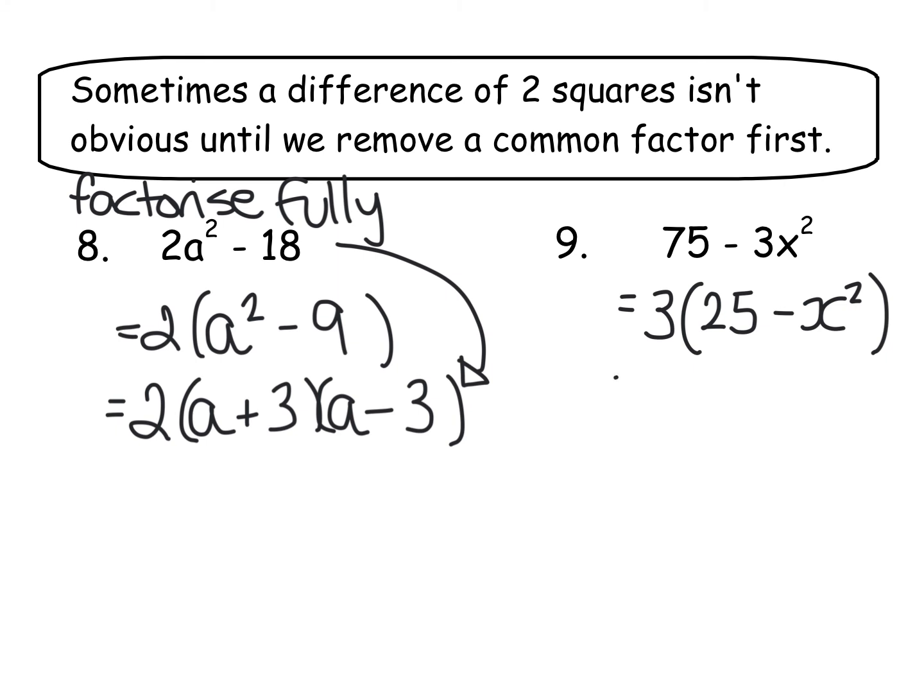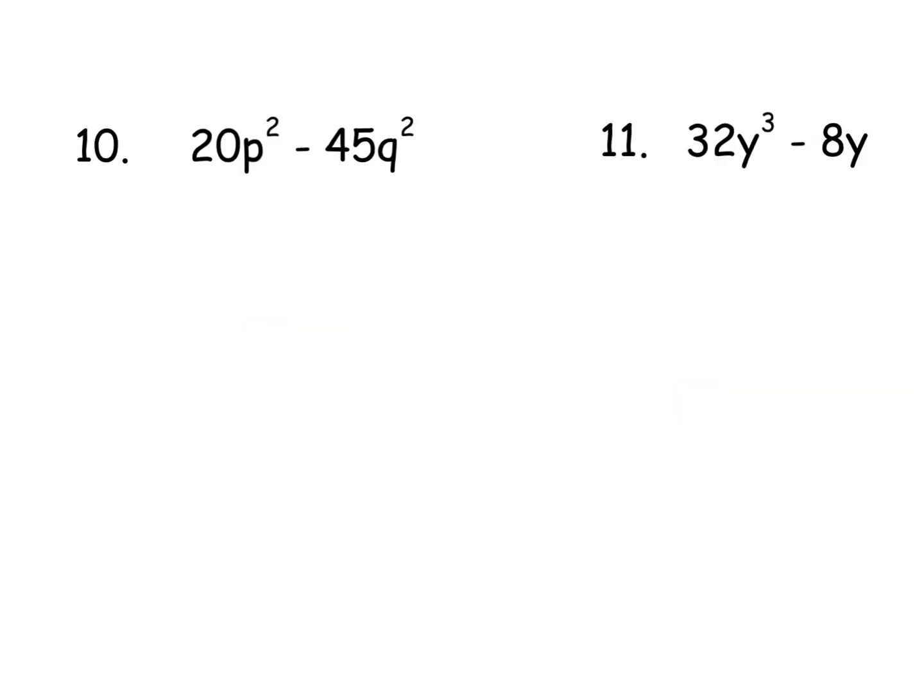That bit in the bracket is now a difference of 2 squares. So keep your common factor 3 at the front. Open your brackets. Square root of 25 is 5, so 5 and 5 at the front. X squared comes from a plus x and a minus x. So there's that one. 2 lines of working. And just to finish off, let's do 2 more. So just a reminder, this would be obviously the second lesson on difference of 2 squares. You'd have the basic ones, get some practice, and then you come back and do these ones with common factor.